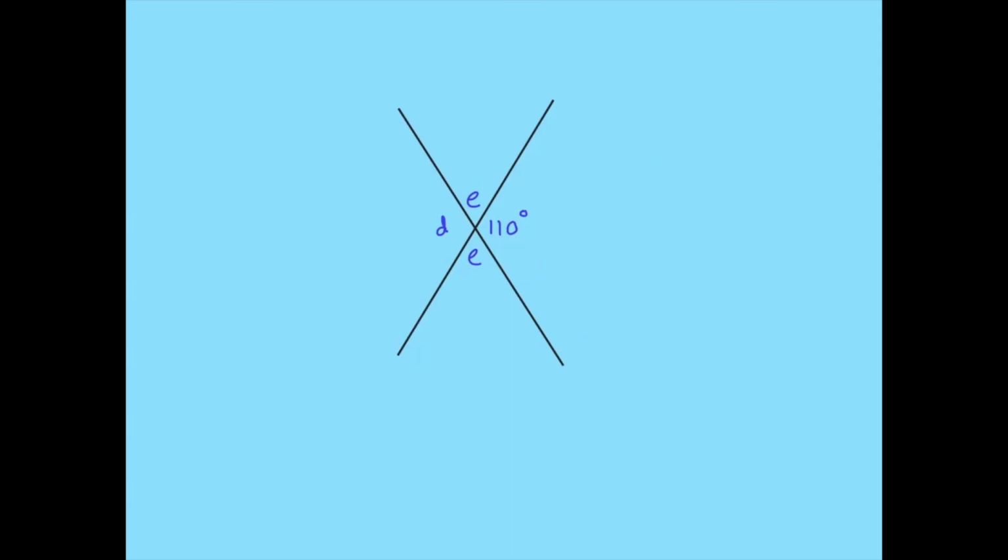Let's do one more similar example. Here we can see that we've got one angle marked 110 degrees. We can tell straight away that D must also be 110 degrees because they're vertically opposite. So D equals 110. Then looking at D and E together, they must add up to 180 degrees because they're on a straight line. So E is 180, take away 110, which gives us 70 degrees. Now the other angle E is vertically opposite that, so that must also be 70 degrees. So now we know all our angles.